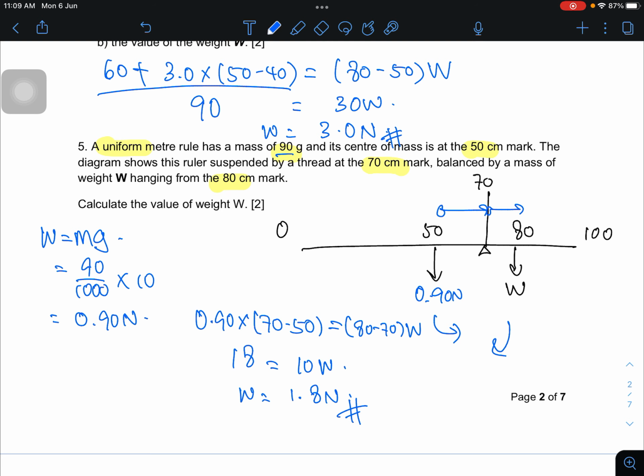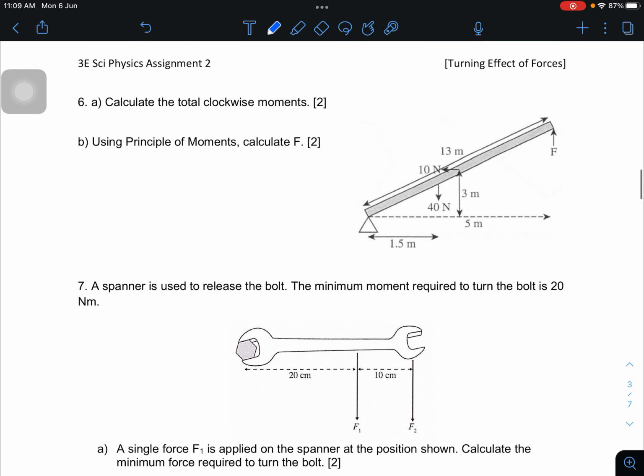Okay, let's move on. Question 6. Calculate the total clockwise moment in this figure. Let's take a look and analyze. Looks complicated, but basically there's an F that is acting upwards. This is an anti-clockwise moment, right? And then we have a 40 Newton acting downwards. The pivot is here, so it will cause it to turn in this manner. This is actually a clockwise moment.